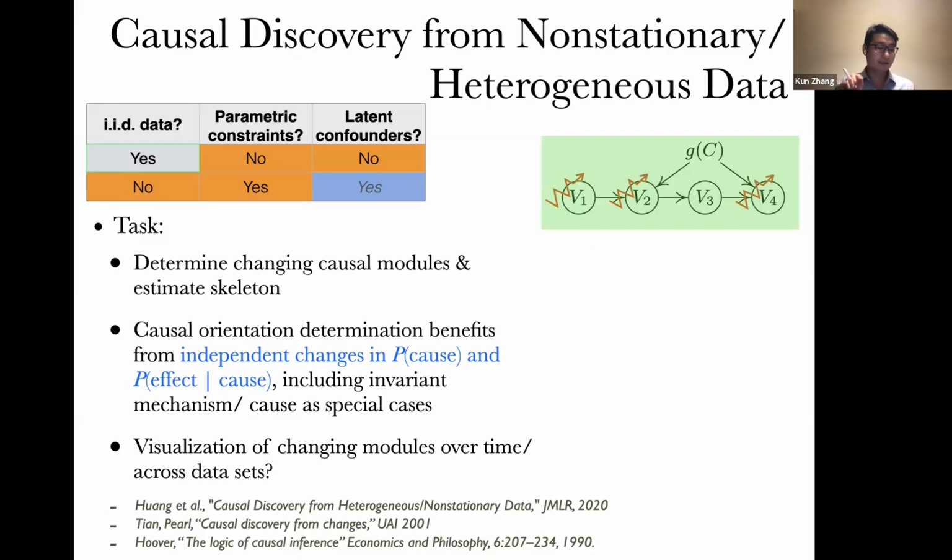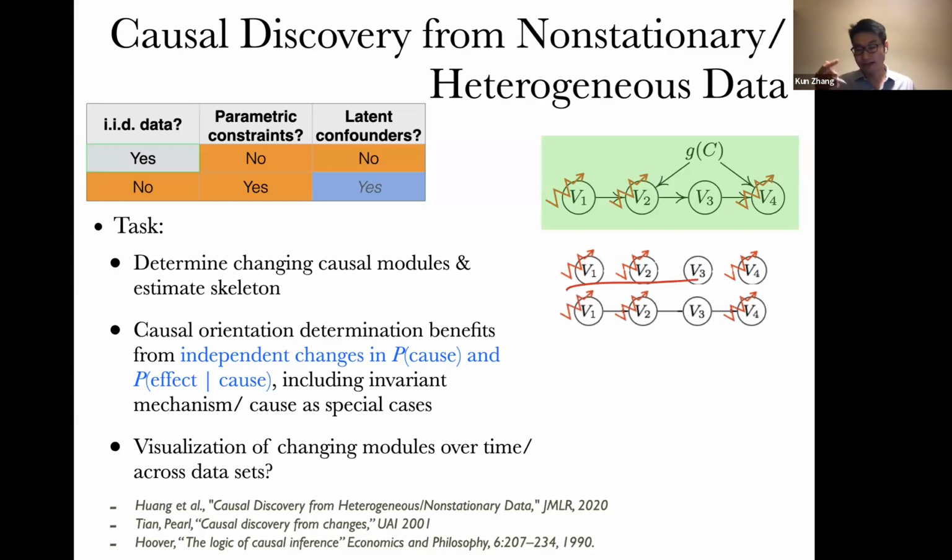First of all, you may want to determine for which variables the causal mechanism, local mechanism changes. We can easily do that. And then you want to find a causal skeleton to avoid the spurious connection. And you want to find the causal direction.